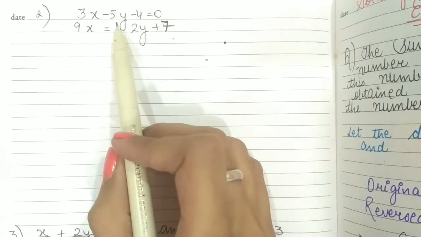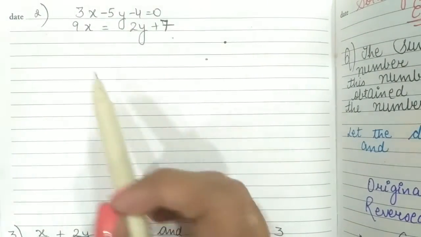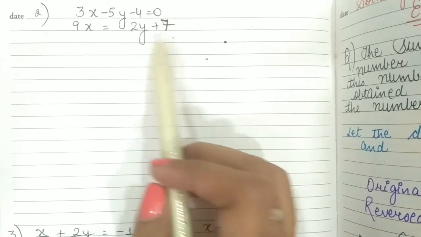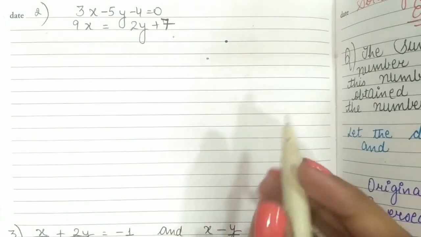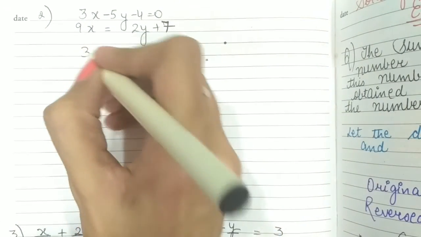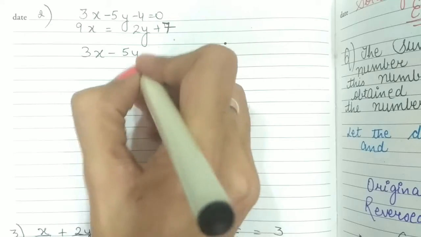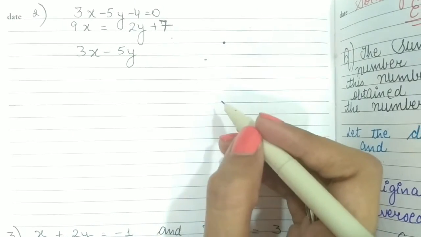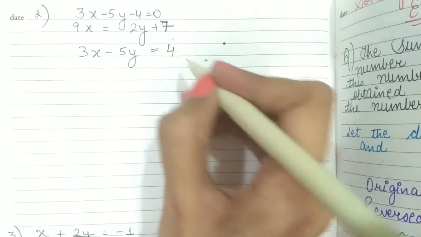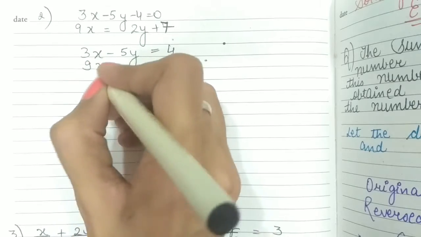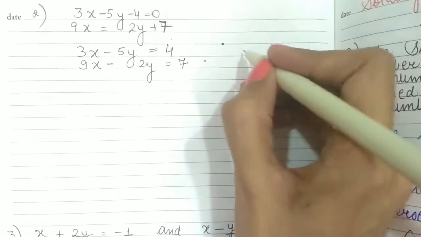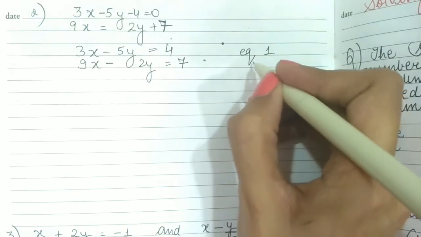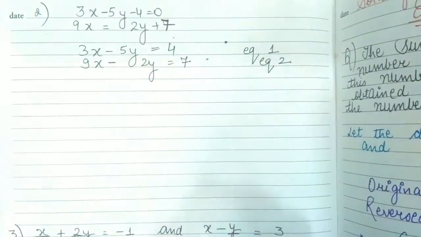Next is 3x minus 5y minus 4 equals 0, and 9x equals 2y plus 7. First I am going to write the variables on one side and the constants on the other side. So it will be 3x minus 5y minus 4. When 4 goes to the LHS it will become 4, and 9x minus 2y equals 7. This is my equation 1 and this is my equation 2.